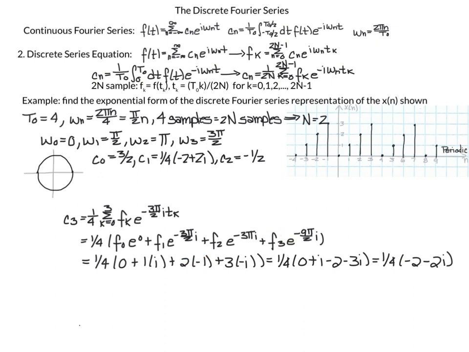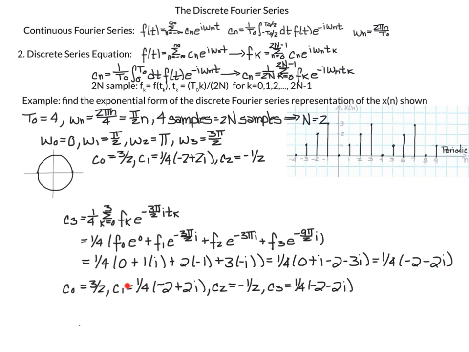And then f3 is 3 times e to the minus 9/2 pi. So we're going to do 9/2. So this is 1/2, 2/2, 3/2, 4/2, 5/2, 6/2, 7/2, 8/2, 9/2. That puts us at minus i. So our final answer is 1/4 times minus 2 minus 2i.